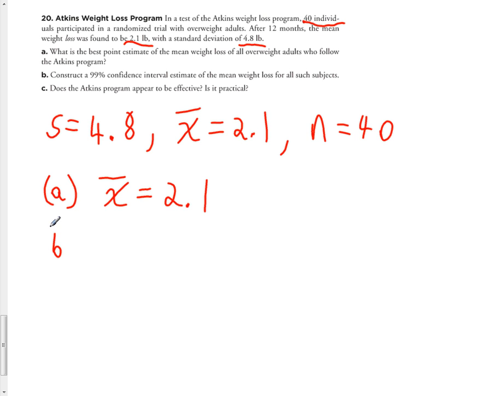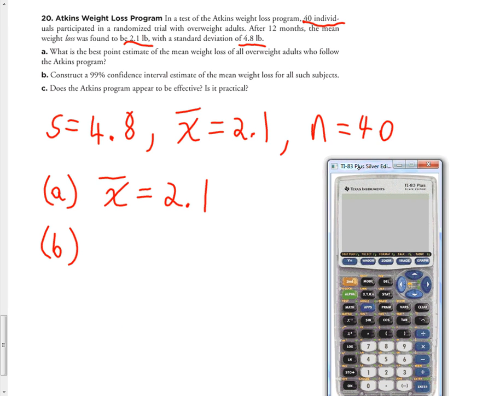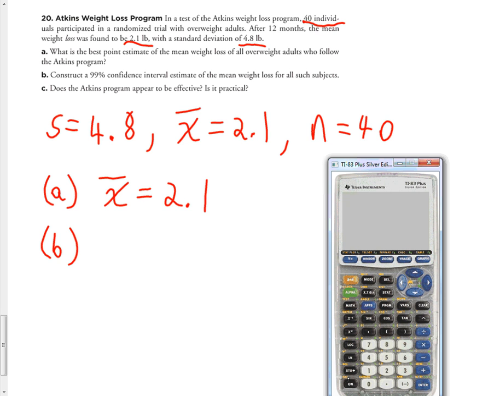Part B, construct a 99% confidence interval estimate of the mean weight loss for all such subjects. So now we're going to create a confidence interval. To do this, we're going to use our TI-83 Plus calculator. First we turn it on and clear it. Before, when we were doing confidence intervals, we went to STAT, then we went over to TESTS.